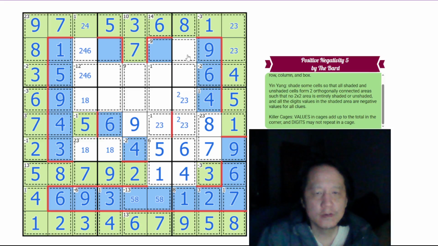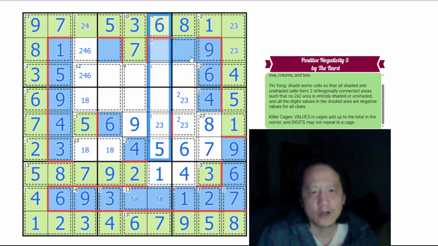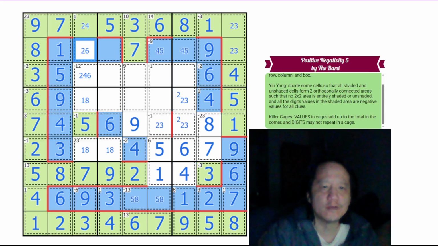Okay. This is -9, and anything that adds up to 9 would have to be the same set. So this is both blue. Cannot be 1, 8, cannot be 2, 7, so it's 3, 6, which it can't be because of 6 in the columns. So it has to be 4, 5. That eliminates 4 and 5 in the rest of the row. So we have 2, 3, and 6 here.